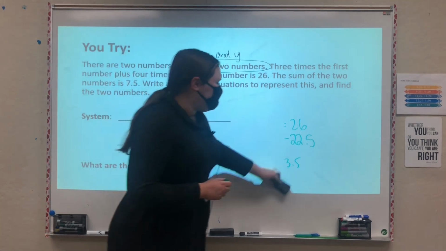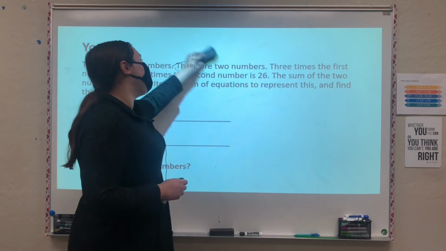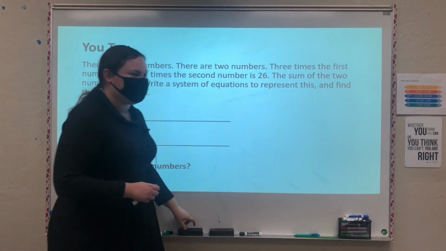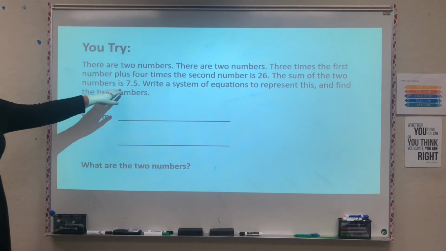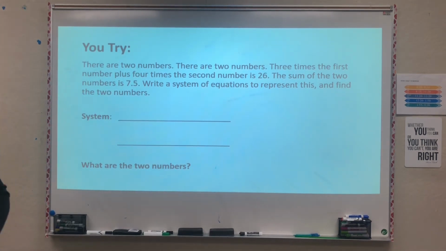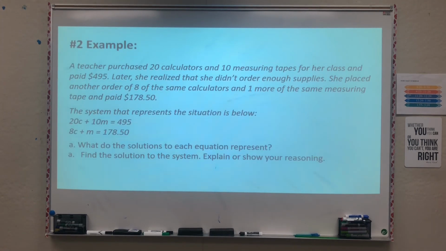These first two systems here, even though they were word problems, were still math problems, right? Like we're still talking about 3 times the first number and 4 times the second number. The rest of these are going to be more real world, where we're actually talking about things and not just 2 random numbers, x and y.